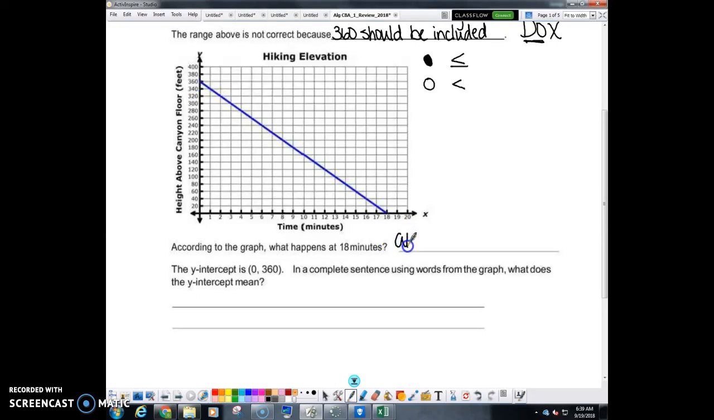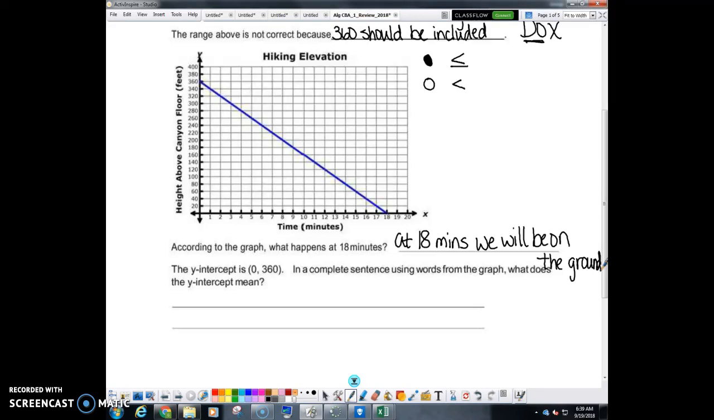You can write at 18 mins, which stands for minutes, we will be on the ground. You could also say at 18 minutes, the height above the canyon floor would be 0. It's whichever one you prefer.